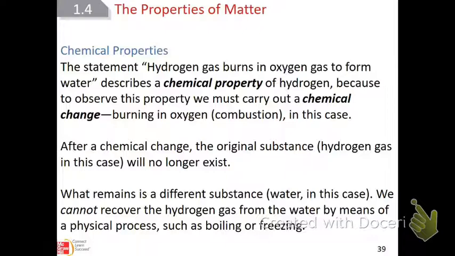Let's talk at the other end of the spectrum now. Let's talk about chemical properties. Chemical properties are those that describe how a substance can change or go from one thing to another. For instance, the fact that oxygen will burn is an example of a chemical property. Another example that I might choose to give you is acid.